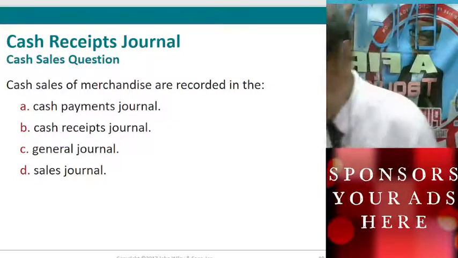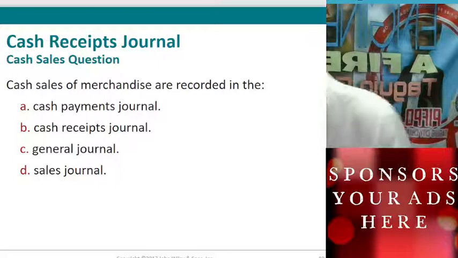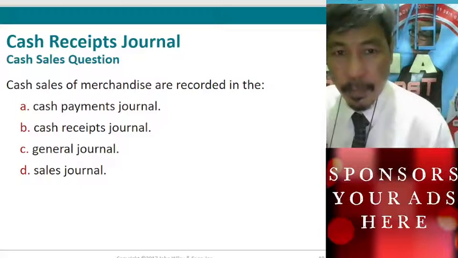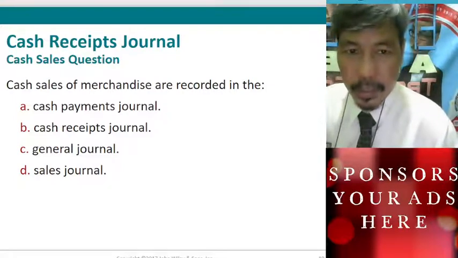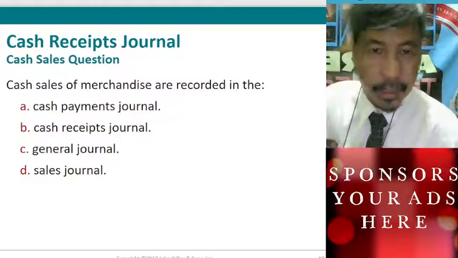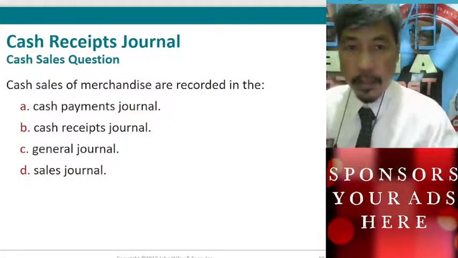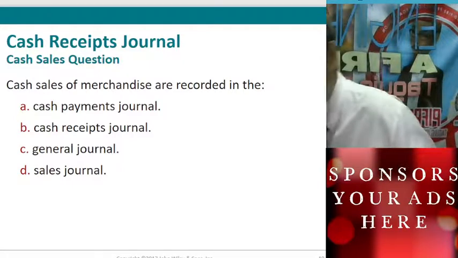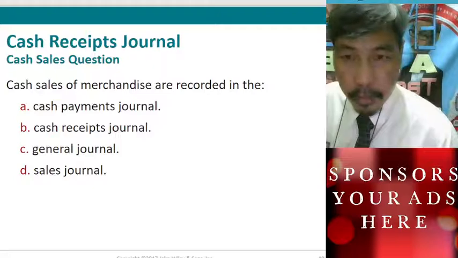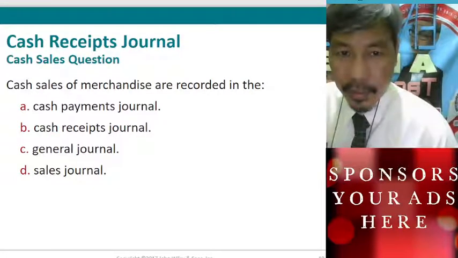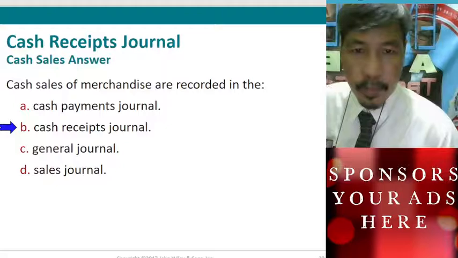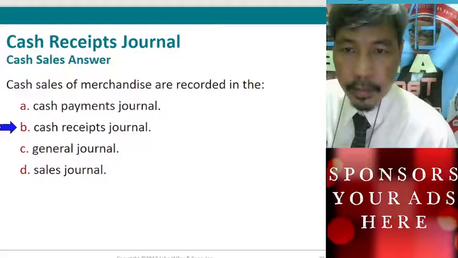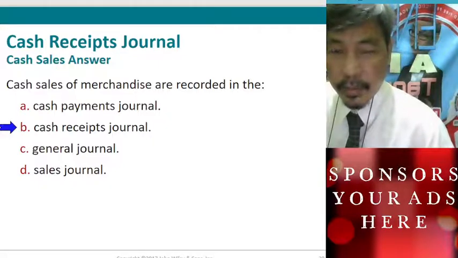So, question: cash sales of merchandise are recorded in the A. Cash payments journal, B. Cash receipts journal, C. General journal, D. Sales journal. So, if we have a big company, where do you have to put cash sales of merchandise? Of course, let us put this in the cash receipts journal, because this is cash sales. So we receive cash.